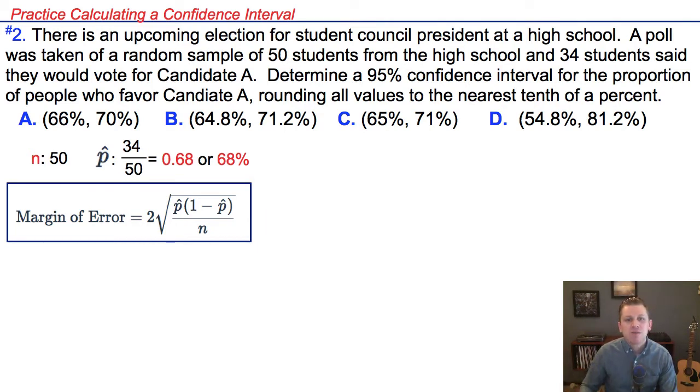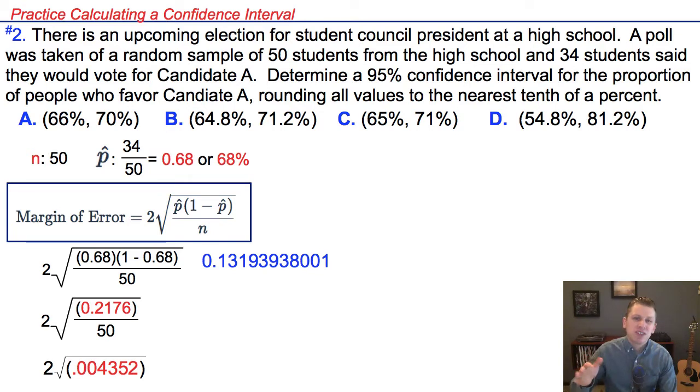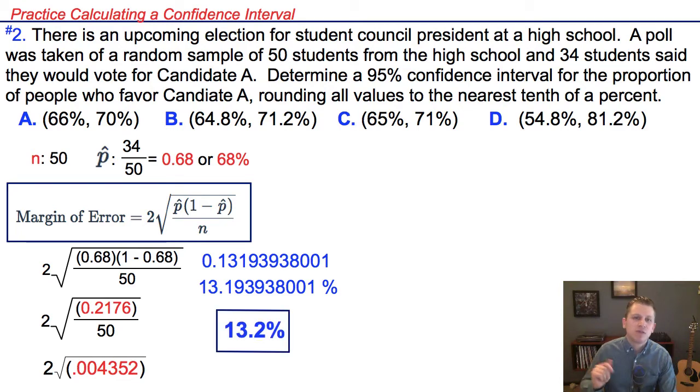Now all we have to do is plug this information into our formula. Calculate the numerator. Divide by the denominator, and take 2 times the square root of the entire piece. We get this number, which is about a 13% margin of error. Multiply it by 100 to make it a percent, and rounded to the nearest tenth would be 13.2%.